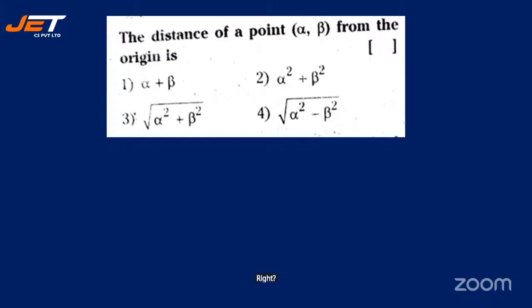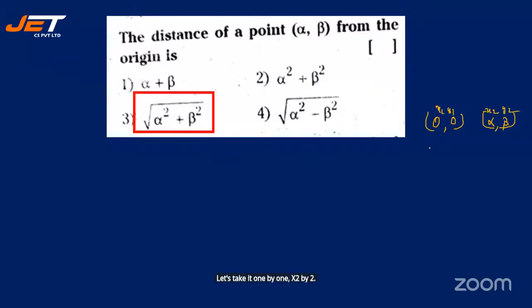So the distance is what? Root of alpha square plus beta square. What else can it be? Isn't it? See, 0 comma 0, alpha comma beta. Let's take x1 y1 x2 y2: y2 minus y1 the whole square, y1 is 0, plus x2 minus x1 the whole square, under the root.